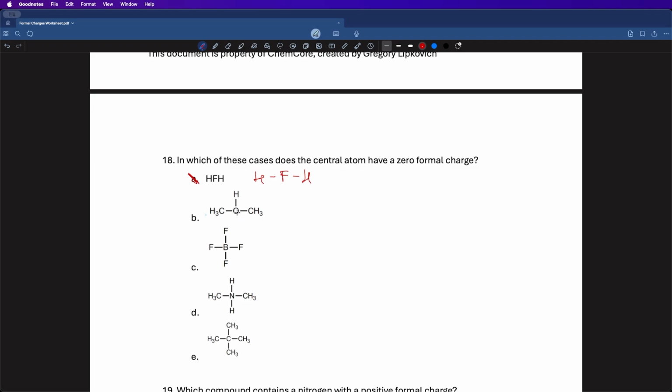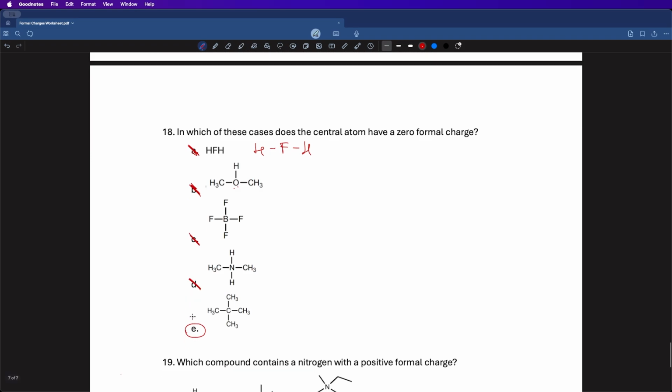In this one, oxygen has 3 bonds, and they don't specify the lone pairs, but it has 1 lone pair, meaning that it has a formal charge of +1. In this one, boron actually should have 3 bonds, but if you calculate the formal charge, it'll actually have a formal charge of -1, so not 0. And nitrogen, in this example, has 4 bonds, meaning that it has 1 more than what it prefers, and so nitrogen has a formal charge of +1 in this example. And E is the only one where the central atom has a formal charge of 0. Carbon has 4 bonds, no lone pairs, and so this is the only answer in which the central atom has a formal charge of 0.